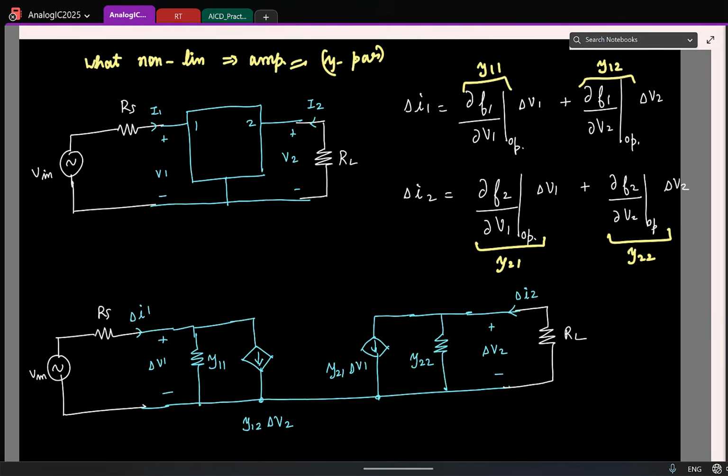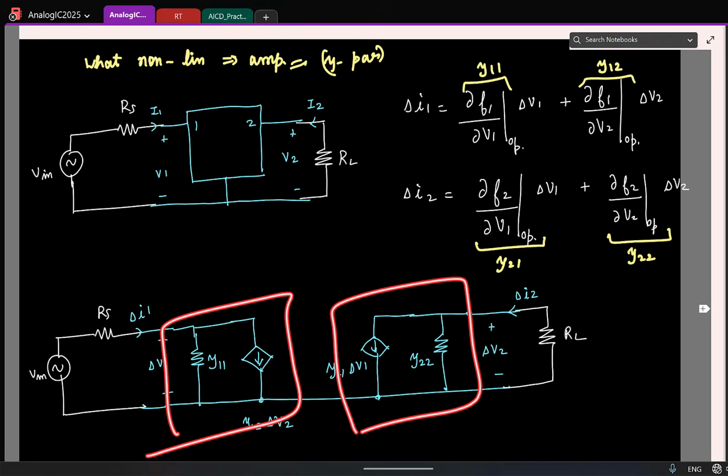So for any nonlinear 2-port network, for small signals, we can model it using the 4 Y parameters. So the equivalent circuit is essentially this. It's basically a voltage controlled current source in parallel with a resistor, both at port 1 and at port 2.